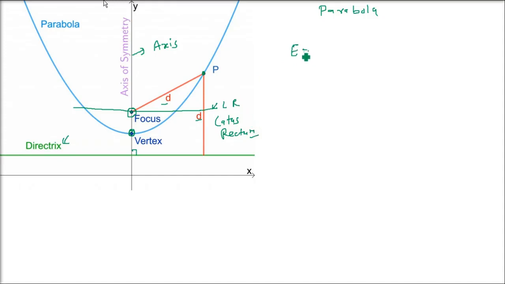What is the eccentricity? The main thing is eccentricity. It is a constant ratio, the eccentricity of the conic section, which we denote by E. It is the distance from the focus divided by the distance from the directrix. If you understand eccentricity, you will know all the conic sections.